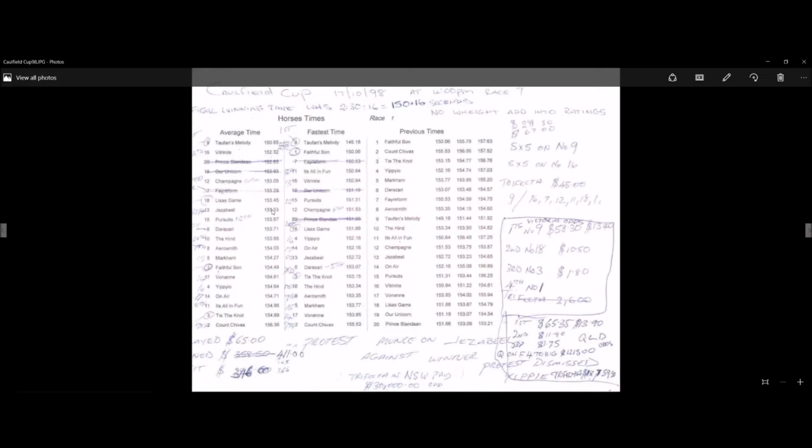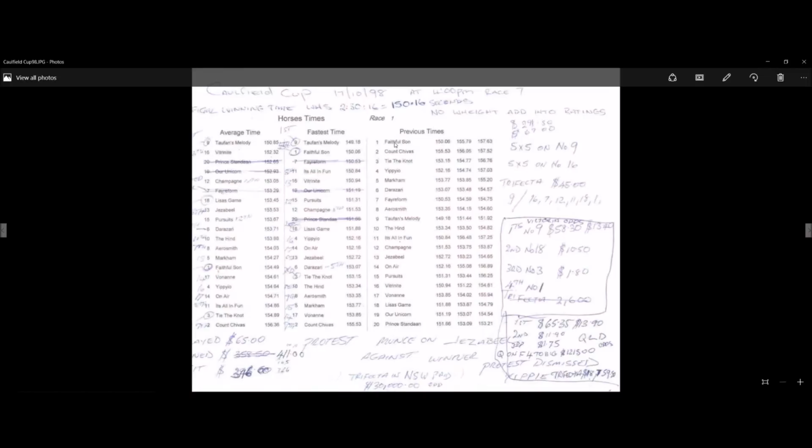I reckon, and this Faithful Son was butchered by Oliver. It ran 4th. Tie the Knot got into 3rd spot. Now Torfin's Melody won at 65 to 1, and Lisa's Game ran 2nd at 100 to 1. That trifecta, if the favourite doesn't get into 3rd spot, and Faithful Son was 10 to 1, if that got into 3rd spot, that trifecta wouldn't have gone off.